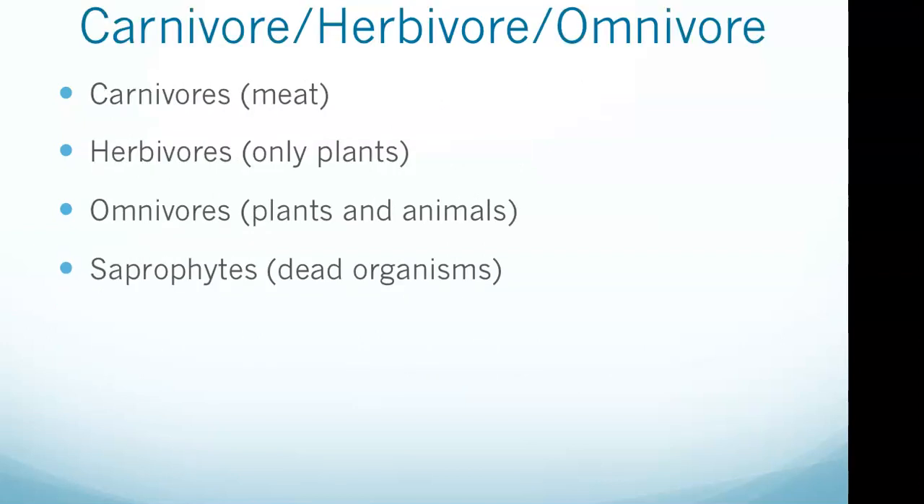Carnivore, herbivore, omnivore. This I think has shown up in one other video and in one other section, but here we're also adding saprophytes. So omnivores eat plants and animals. Herbivores and carnivores people tend to know, with herbivores only referring to plants. Carnivores eat meat and include predators and scavengers. And saprophytes feed on dead organisms.